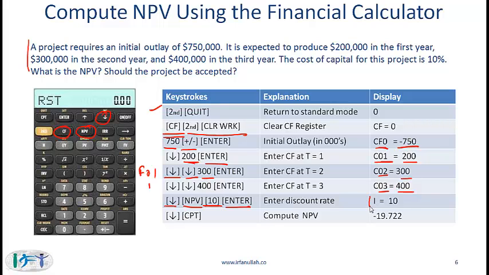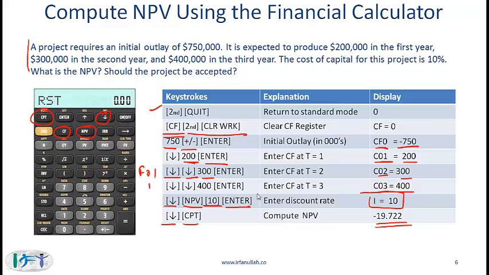What has now happened is you have told the calculator that the interest rate is 10%. You hit down arrow again and then the compute button, and the calculator will compute the NPV. The number will be a negative number, which is what we saw earlier. So we get an NPV of minus 19.722.